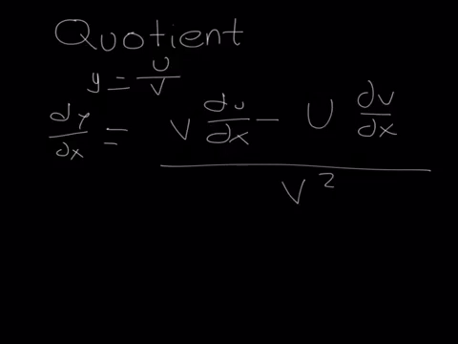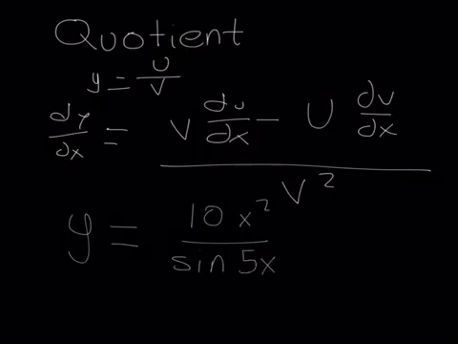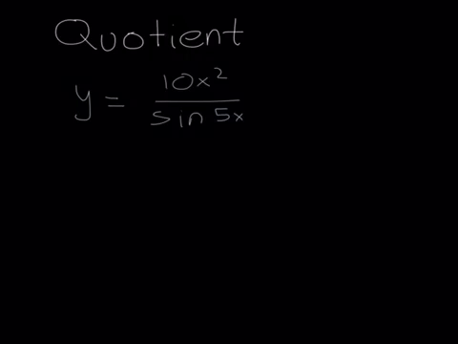Now, an example that we will use today will be y equals 10x squared over sine 5x. Here is our function, and we also include primitive functions within the function to have a better understanding of their use in calculus. First of all, we have to label what is u and what is v, and as we saw before in the rule, we will label u as the top term and v as the bottom term.